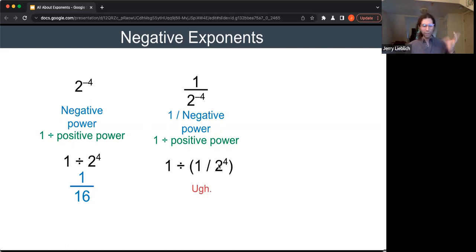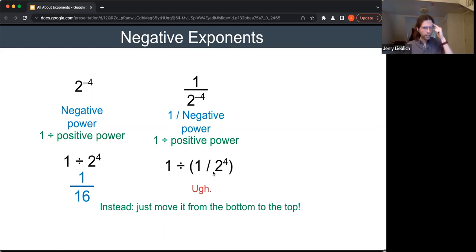We have to think about our fraction rules, and we can do this. There's nothing wrong with it. It's 1 times the inverse of this. When you divide by a fraction, you flip and multiply. So if I do 1 times the inverse, 2 to the 4th over 1, that's just going to be 2 to the 4th.